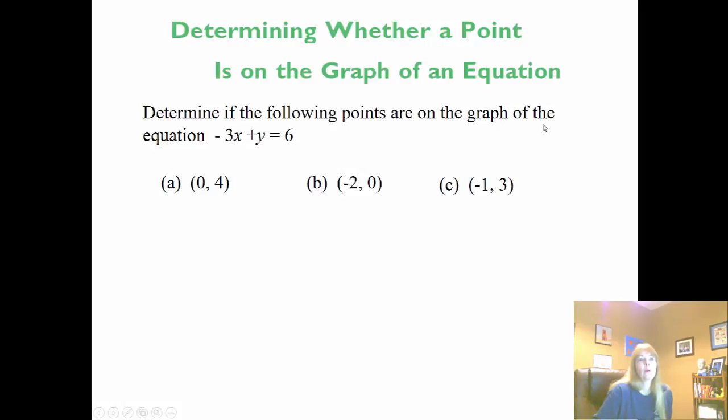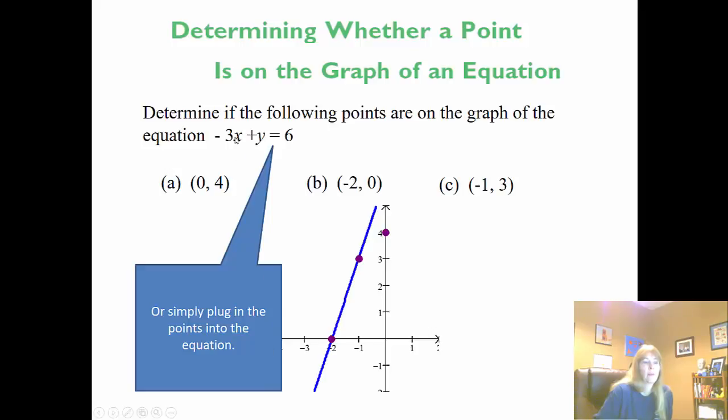So the first part, determining whether a point is on the graph of an equation. So is (0, 4) on this graph? Well, you could either just plot this line and see if they actually fall on this line. So I can see (0, 4), doesn't look like it. (-1, 3) does, and (-2, 0) does. Or I could plug these values in for x and y. I could plug in a 0 for x and a 4 for y into the equation, and I would see that 0 plus 4 does not equal 6, so that one didn't work. So that's two ways you can tell if points are actually on a line.